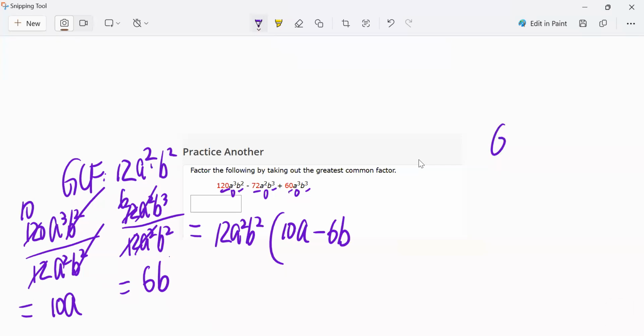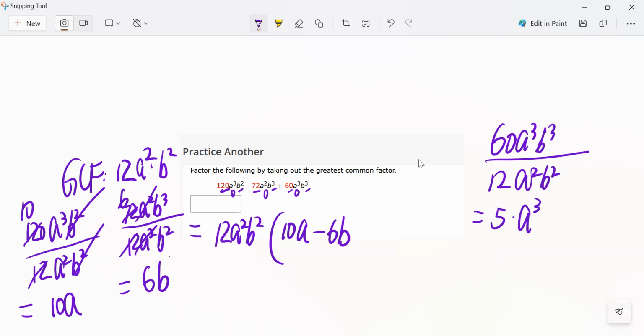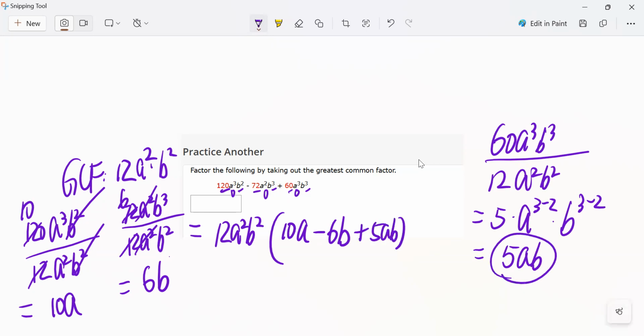And the third term will be 60a cubed b cubed over 12a squared b squared. 60 divided by 12 is 5. For a, 3 minus 2, a to the first. For b, 3 minus 2. So that turned out to be 5ab. Any question about this?